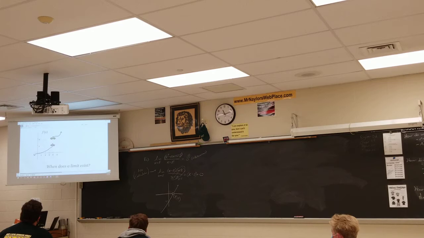We call the height at which we arrive from the right the right-hand limit of f of x as x approaches 4 from the right, and we denote this with a little plus sign in our limit symbol. The height that we arrive at from the left is called the left-hand limit of f of x as x approaches 4, and it is denoted with a little negative symbol. Mathematically, in order for a limit to exist, both the right and the left-hand limits must be equal.